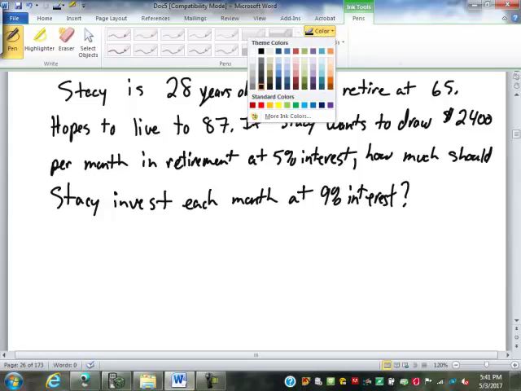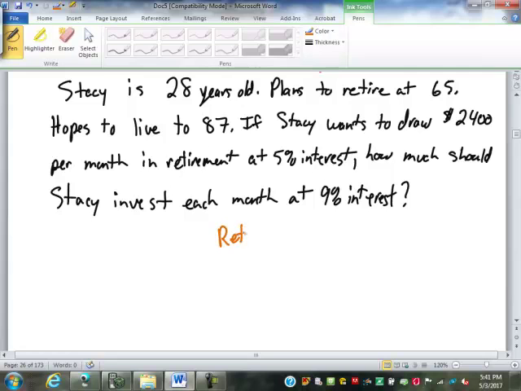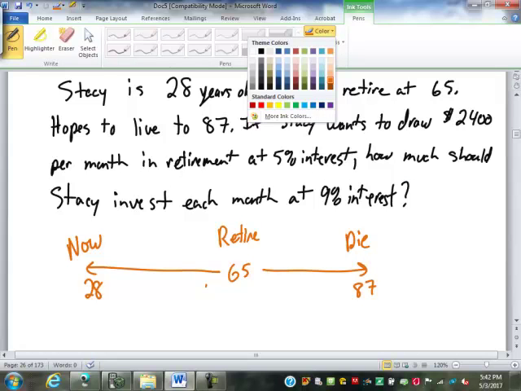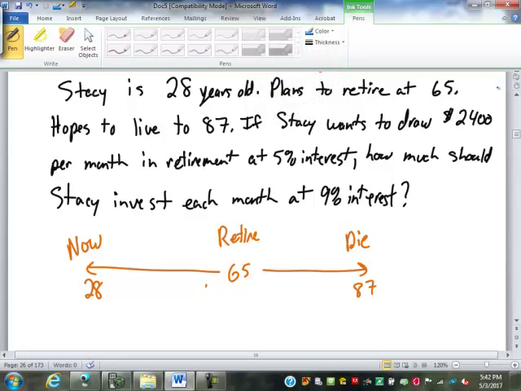So we're looking at a two-headed problem here. Our timeline, we've got retirement right in the middle. In this case, Stacy is 65 at retirement and 87 at the end. We can go back to where Stacy is now, which is 28, and, no polite way to put it, go up to where Stacy's expected to die at 87. And let's fill in what we know.